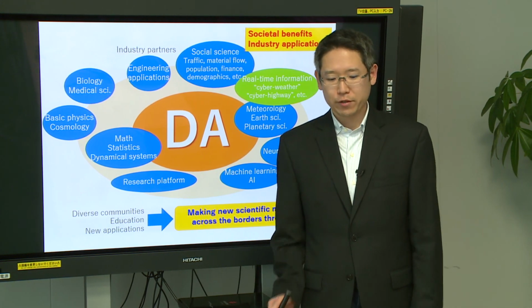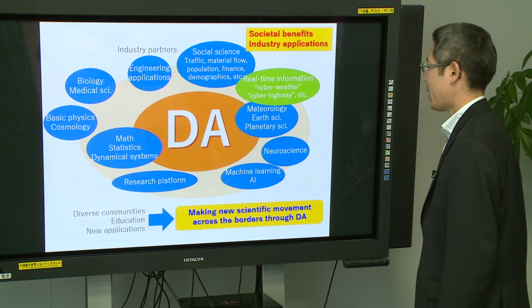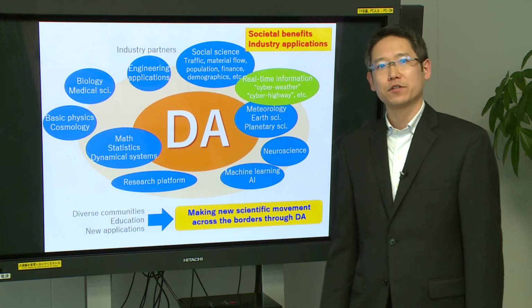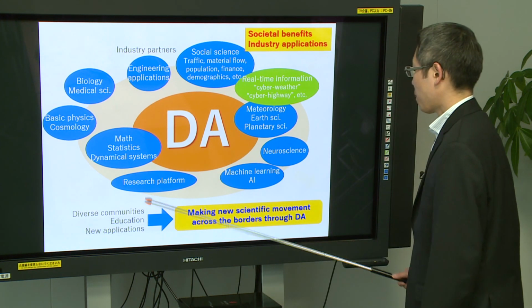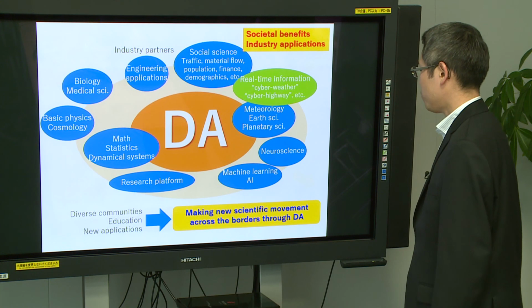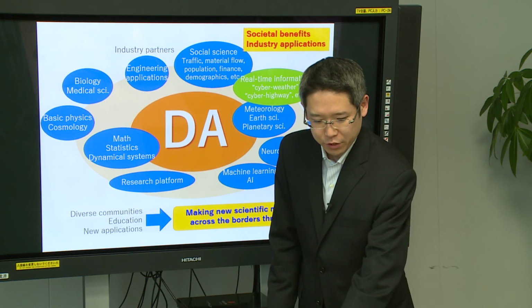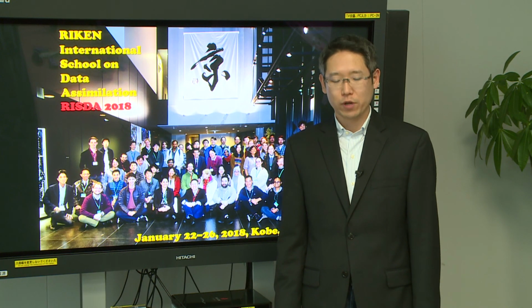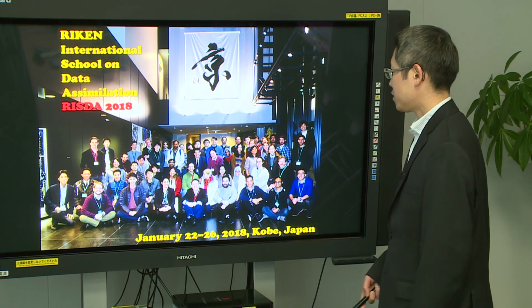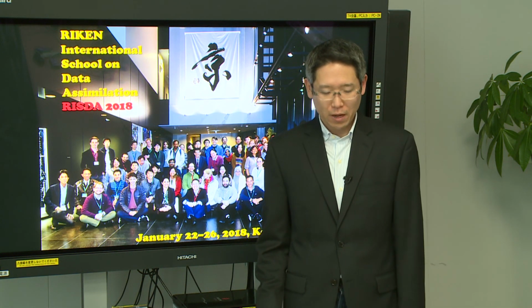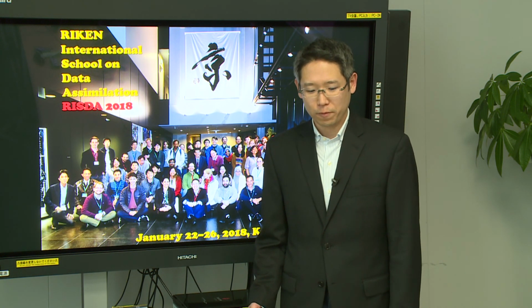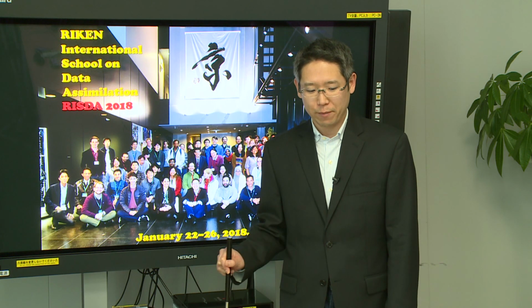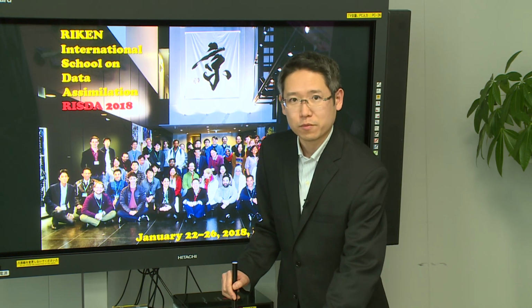So we can find industry partners or making the direct society benefits. So the idea is to try to expand this data assimilation concept to different fields of simulation and try to make a new scientific movement across the borders through data assimilation. So we do a number of events to promote the concept. This is the most recent one, the RIKEN International School on Data Assimilation, RISDA 2018, that we did in January. So we had students from other parts of the world, and that was very successful. So we are just making a step, some progress towards this goal.